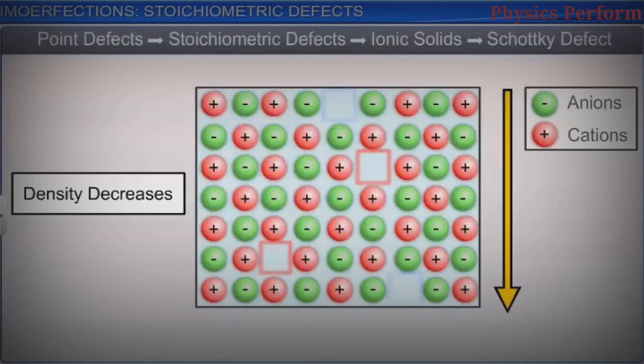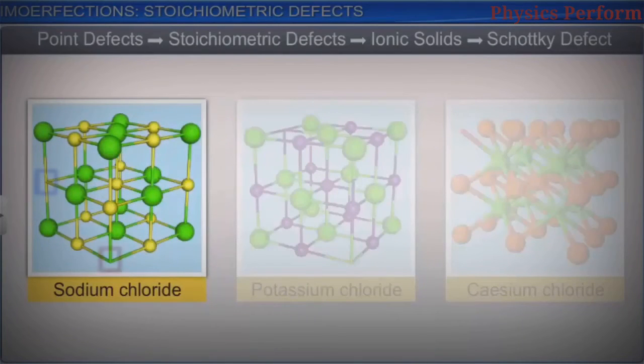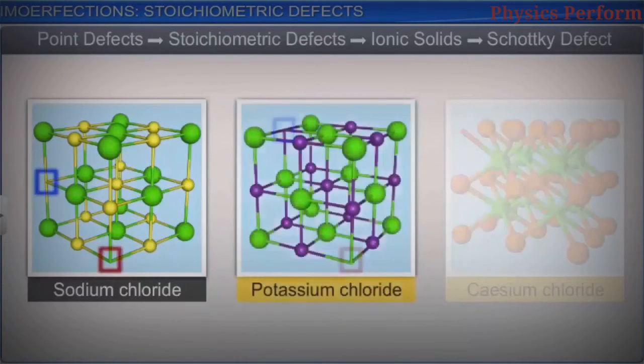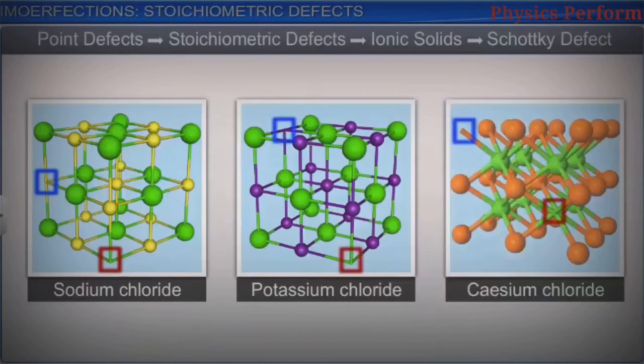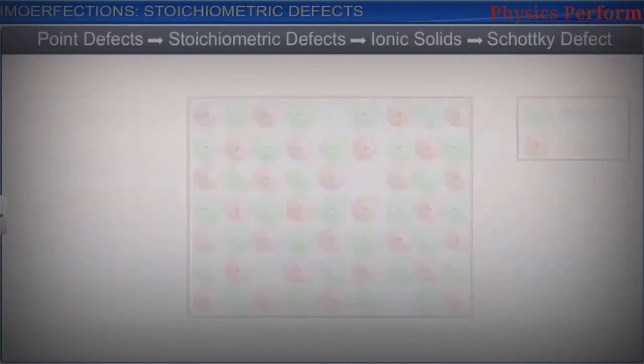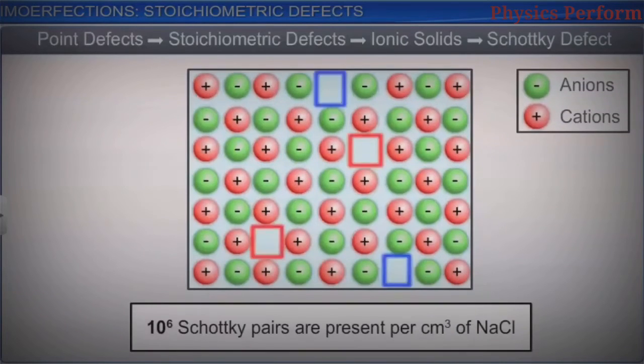Sodium chloride, potassium chloride, and cesium chloride are well-known examples of this defect. The number of Schottky defects in ionic solids is quite significant. For example, in a crystal of sodium chloride, 1 million Schottky pairs per cubic centimeter are noticed.